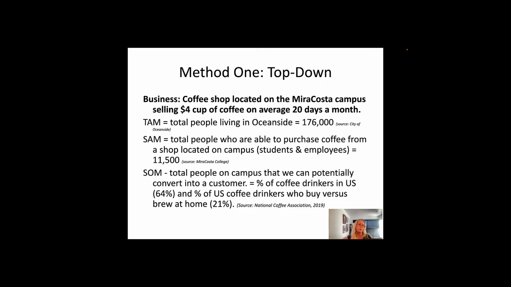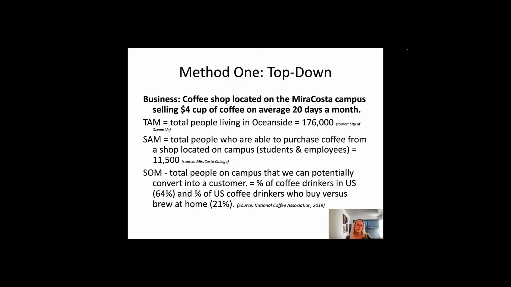So let's think about what the SAM is. The SAM is the total number of people who are able to purchase coffee from a shop located on campus. So this might be students, staff, and employees, or students and employees. And that number is about 11,500 people total. Are all of those 11,500 people coffee drinkers? No. Do they all come to campus on a regular basis? No. And so we know that we need to narrow that down even further into our SOM.